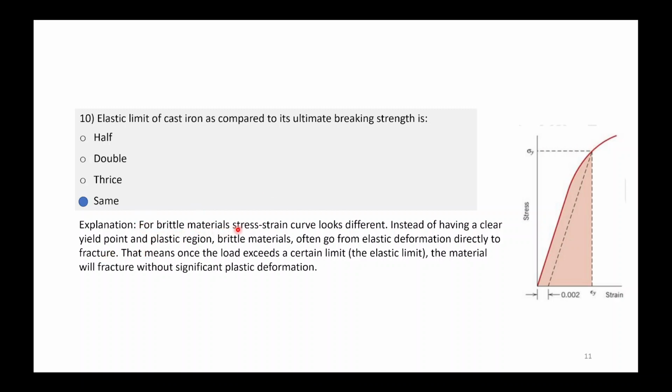For brittle materials, the stress strain curve looks different. Instead of having a clear yield point and plastic region, brittle materials often go from elastic deformation directly to fracture, which means once the load exceeds a certain limit, the elastic limit, the material will fracture without any significant plastic deformation.